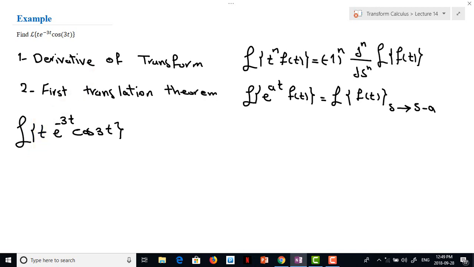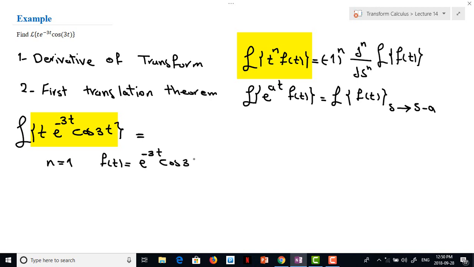If you have e to the power of at, you have to use the first translation theorem. So it applies for all the problems. Based on the derivative of transform, since we have t here, I just compare this formula with this equation. In the derivative of transform, we have Laplace transform of t to the power of n times f(t). As a result, here n is equal to 1 because we have t, and f(t) is equal to e to the power of minus 3t cosine 3t.